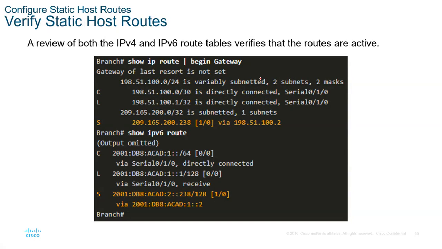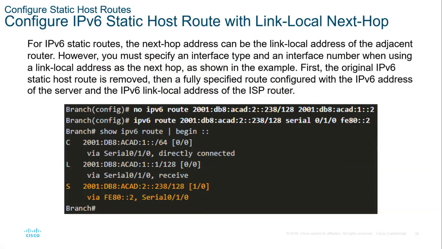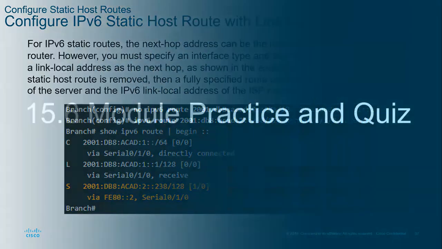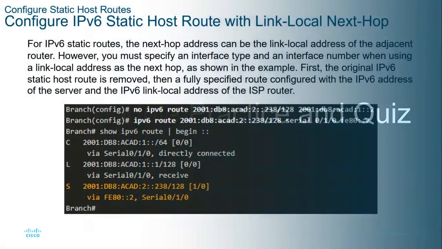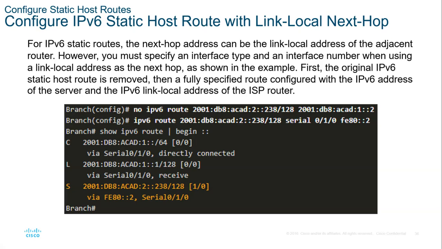Verify the static host route by showing the IP route. So we have our static route, it is here. But for your information, it's for a specific host, not a specific network. Under static route, you have to reach a specific network, but here it is a specific host. That's the reason why it's called a static host route. Then for IPv6, and that marks the end of module 15.